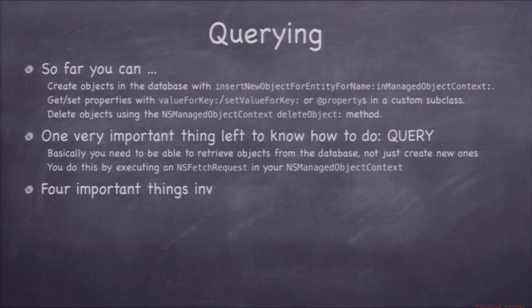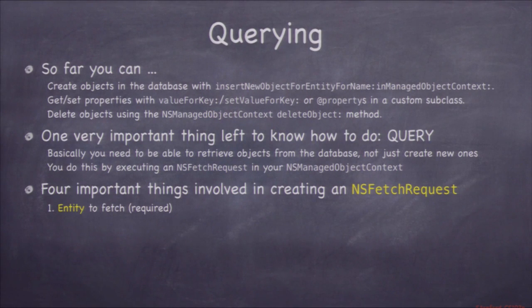So now you can create objects with insert. You can get and set the properties. You can delete the objects. One last thing you want to do in a database: query, which means go out into the database and get me objects that match some criteria. We do this in Core Data with an object called an NSFetchRequest. It's exactly what you think it is. You're requesting to fetch some objects from the database.